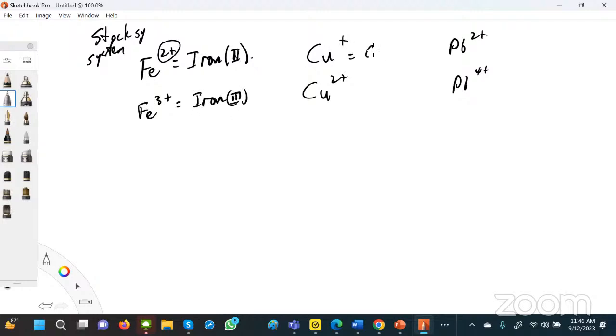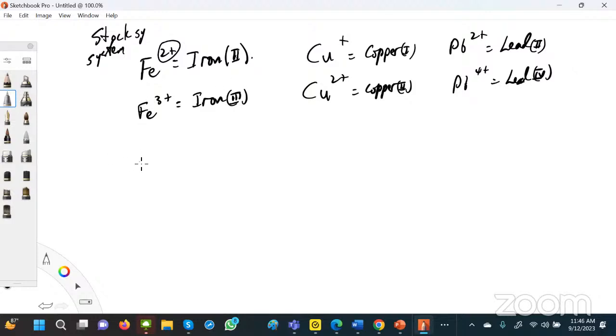This one is called copper(I). This one is called copper(II). This is called lead(II). And this is called lead(IV). So whenever you have a metallic element that can form ions of different charges, that's how you indicate the charges, so that you can distinguish between those ions. And that can have consequences for the formulas of the compounds that these ions will form.